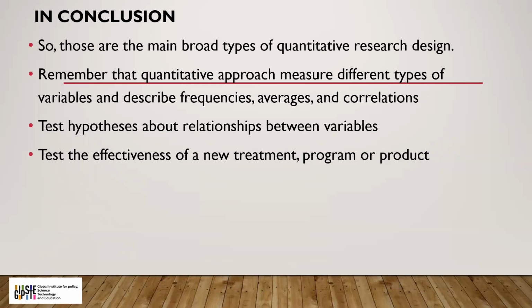Remember that the quantitative approach measures different types of variables and describes frequencies, averages, and correlations. It also tests hypotheses about relationships between variables, as we saw from the descriptive and correlational categories. It also tests the effectiveness of a new program, treatment, or product. So we saw that from the quasi-experimental and experimental designs as well.